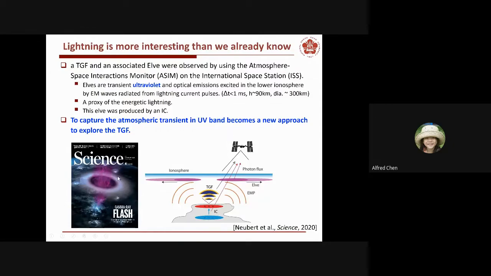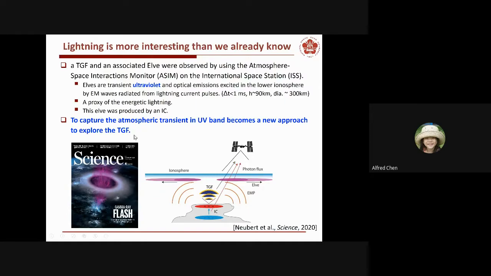So to capture the atmospheric transient in the UV band has become a new approach to explore the terrestrial gamma ray flashes, because the UV emission from ELFs is a very interesting signature. The lightning in the cloud cannot generate such kind of emission because UV photons will be totally absorbed by the cloud and the lower atmosphere. So only ELFs will generate such kind of emission.